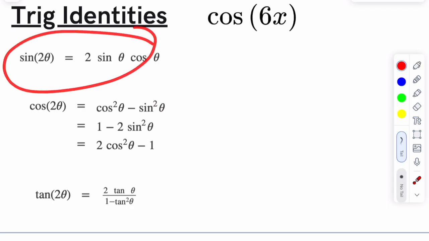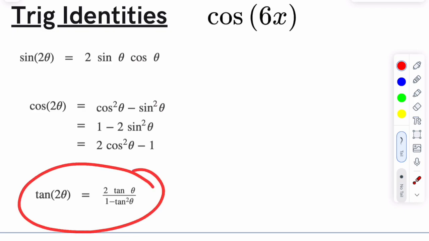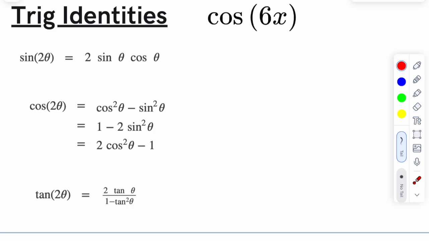Now, I've skipped a bit of the legwork here because, again, I want to really get into the practicalities of it that's going to serve you later on. But as you can see, sine 2 theta is equal to 2 sine theta cos theta. That's our first one. Our second one is cos 2 theta is equal to cos squared theta minus sine squared theta. Obviously, these ones follow. And then we've got tan 2 theta is equal to this.